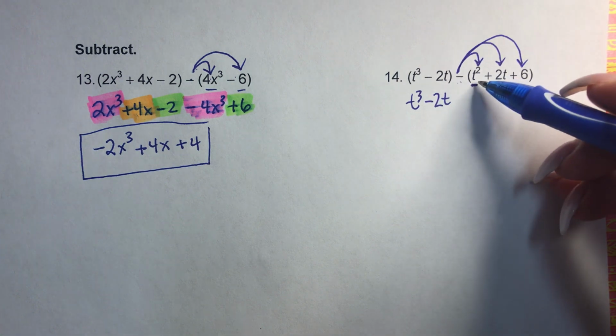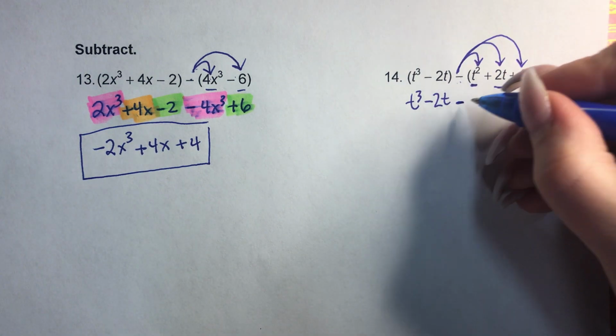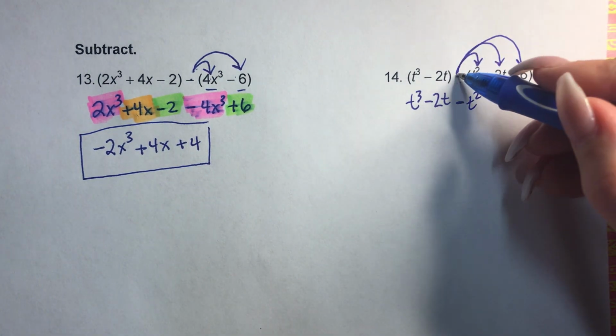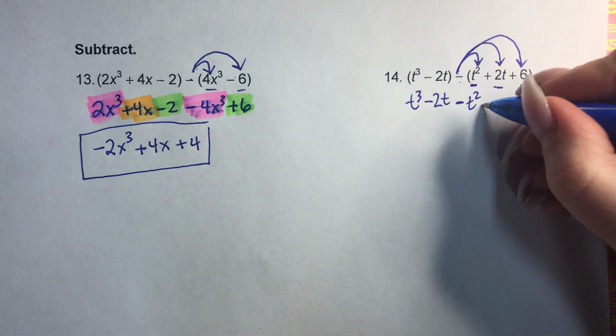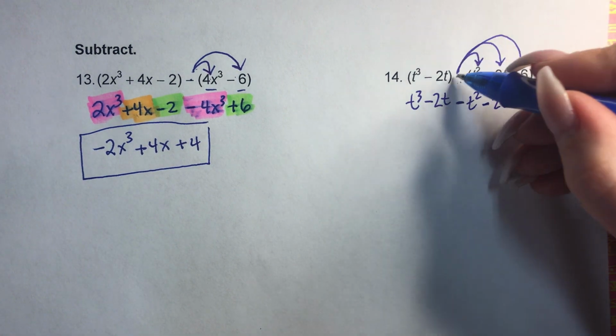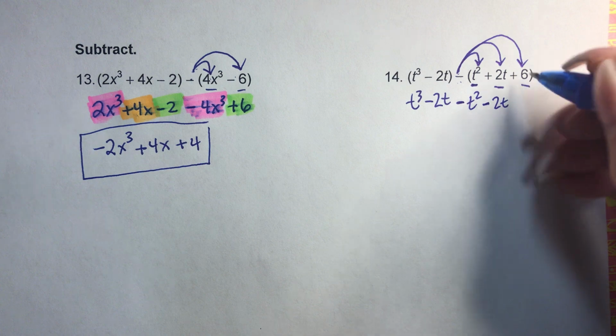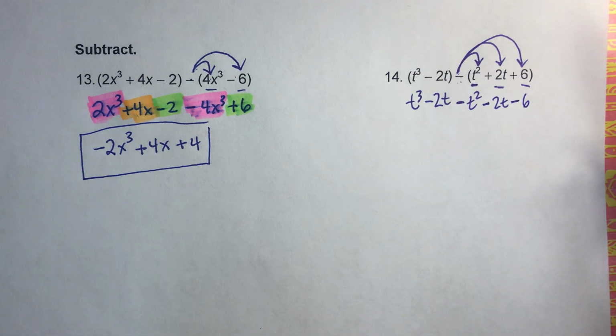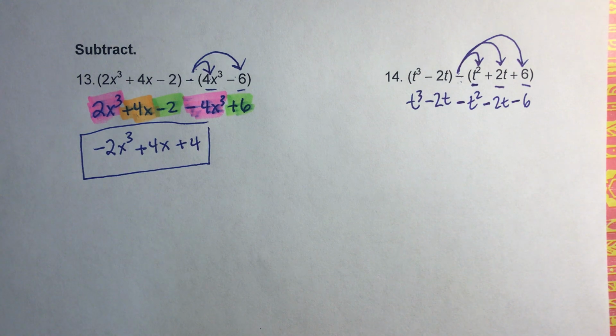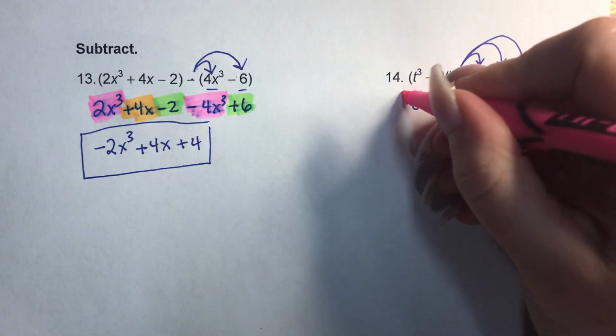So a negative times a positive t squared is just going to be a negative t squared. And then a negative times a positive 2t is negative 2t. And then a negative times positive 6 is negative 6. And then we just combine like terms, right? So let's start with the highest degree, which would be t to the 3rd. There's only 1.